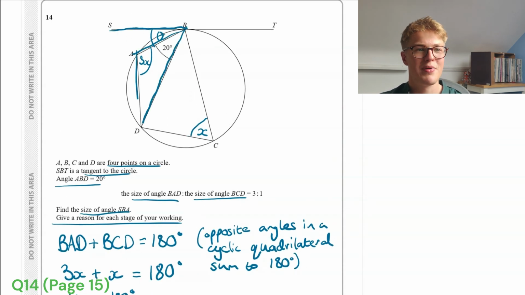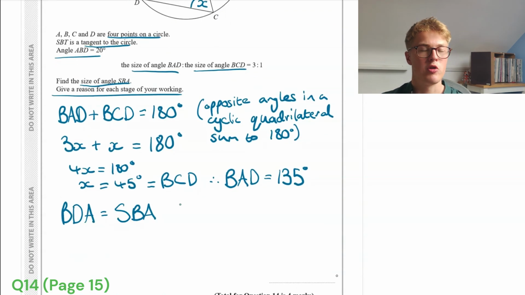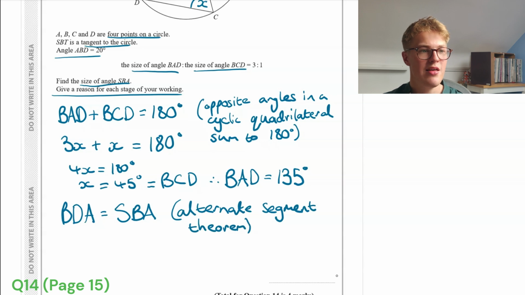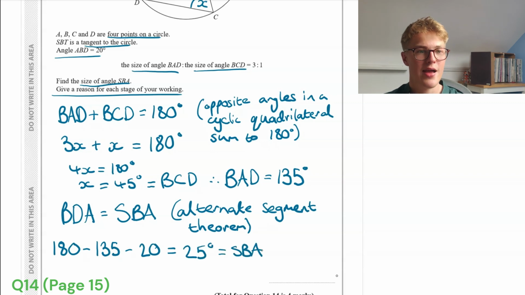So, since we know that BDA is the same as SBA due to the alternate segment theorem, we can just find BDA and we'll have our answer. So we can do angles in a triangle sum to 180, so you do 180 minus 135 minus 20, and that gives us 25 degrees as our angle for SBA, and therefore 25 degrees is our final answer.